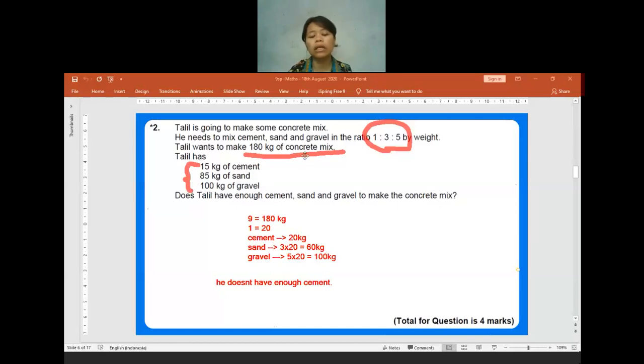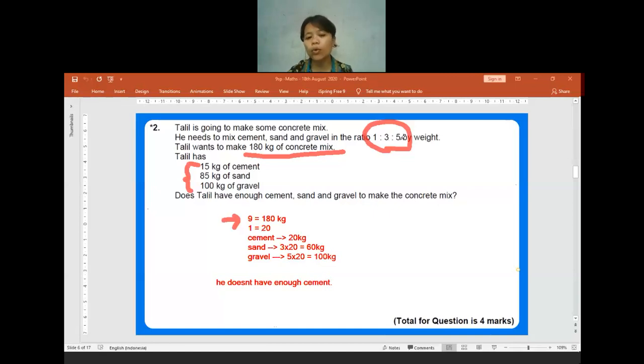Now when we are going to make a mixture here, we have to follow the ratio. The ratio given for the cement, sand and also gravel has to be 1 to 3 to 5. In total, the mixture is 180 kg. So we need to find the total: 1 plus 3 plus 5, the total will be 9. So 9 equals 180 kg. So when we check 1, 1 will be equal to 20.